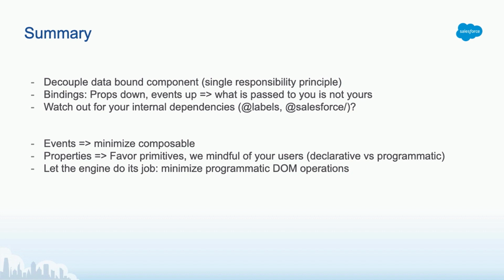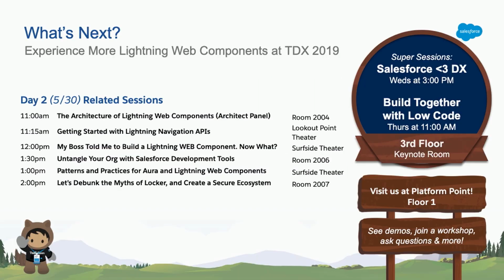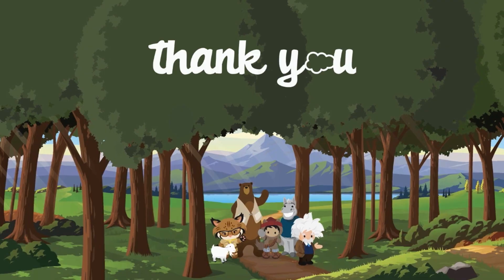And lastly, watch for the internal dependencies, right? Think about the stuff we talked about at the beginning. Not only is the API the API, it's the CSS, it's all of the dependencies you have. So think about those dependencies when you build your component. And from your side, events: minimize what's composable, so don't use compose true. Watch out for bubbles. Properties: favor primitives, integers, strings, booleans. By the way, booleans cannot be true by default, but that's for a different time. And then let the engine do the job for you. Do not use query selector. Do not touch them. And I think that's really what we have.